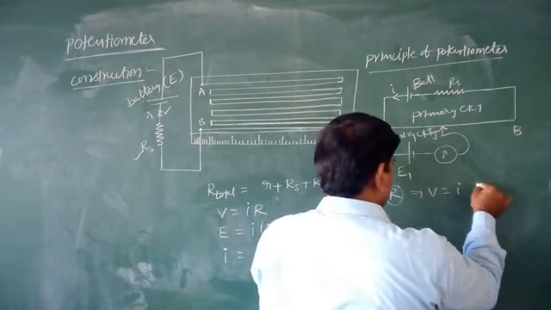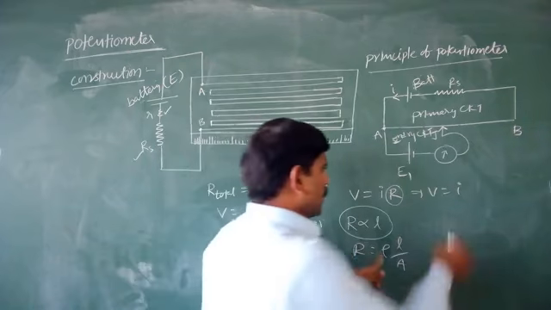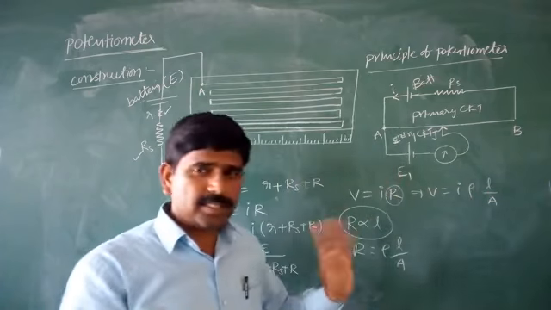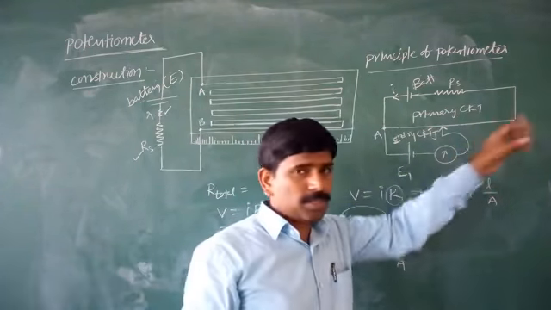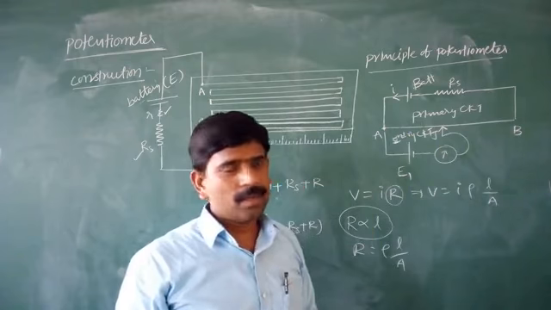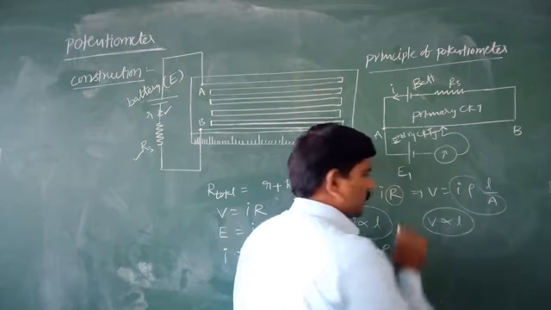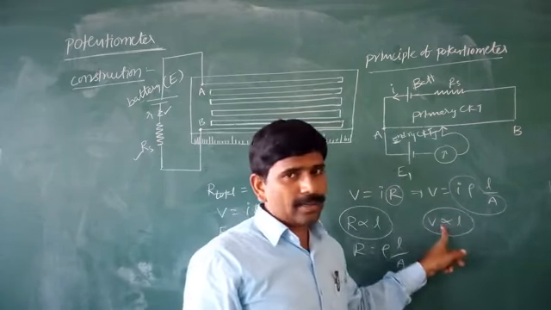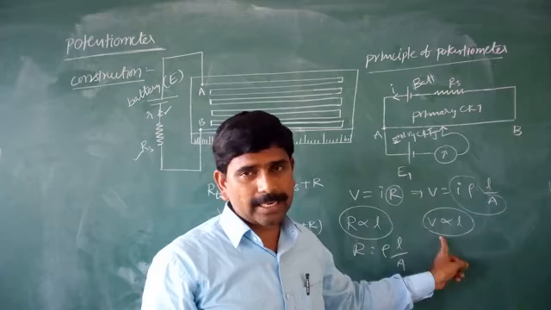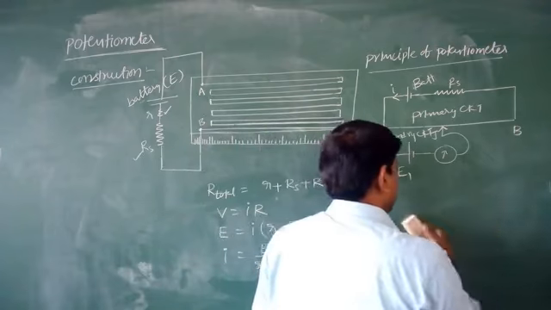V is equal to I into R, and R is equal to rho into L by A. So from here, rho is the specific resistance, that is a constant. I is the current passing through the circuit, that is also constant. A is the area of cross section of the wire, that is also constant. So all these are constants. Therefore, V is directly proportional to L. The potential drop across the length of the potentiometer wire is directly proportional to its length. When balancing length increases, potential drop also increases.